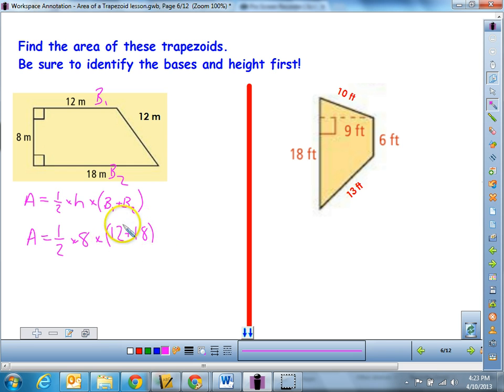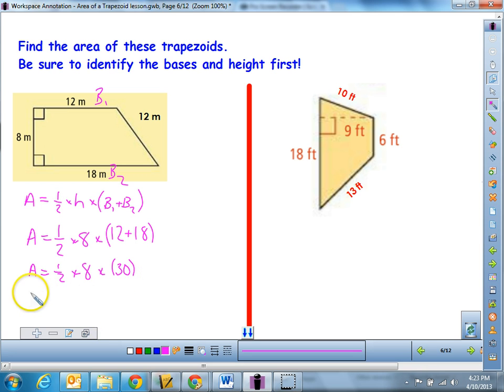Now order of operations, remember that's PEMDAS, please excuse my dear Aunt Sally, parentheses has to be the first thing that we do. So we've got area equals 1/2 times 8. I haven't done anything yet, but now I'm going to add these together. What do you get when you add 12 plus 18? I hope you answered 30.